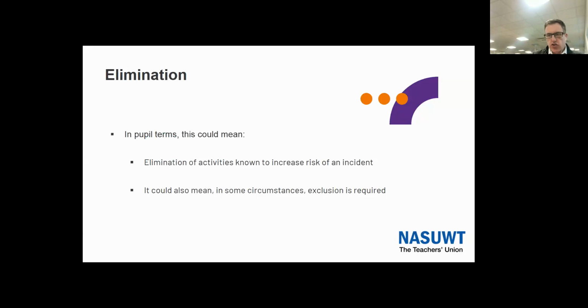So, going down that triangle, elimination in pupil terms is most likely going to be around the elimination of activities that are known to increase the risk of an incident. It could also mean eliminating interactions between certain pupils that are known to cause or potentially increase the risk of an incident. Of course, in some instances, when the risk assessment process is gone through, it will be deemed that the school is not equipped to cater for that pupil. No matter what control measures that school is able to put in place, that pupil is still going to present an unacceptably high level of risk, in which case exclusion may be required, and some form of alternative provision may also be required.